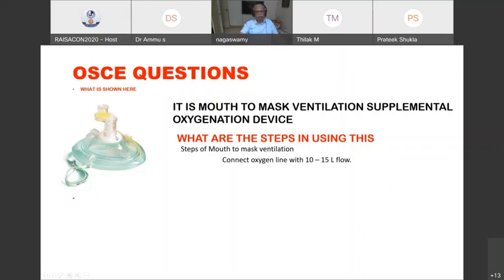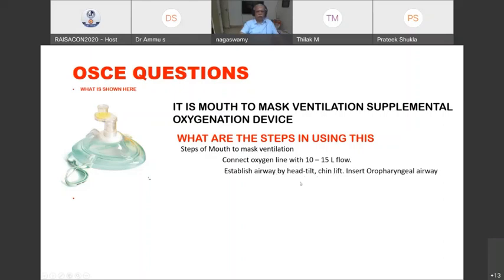Okay, so that is all the advancement that has been done with the mask. First thing you do is connect the oxygen line at 10 to 15 liters flow through this adapter of the attachment. Then the second thing is establish airway. This is what you normally do in any unconscious patient: head tilt, chin lift, and jaw thrust. These are the three steps of the triple maneuver, it is always called. Head tilt, chin lift, jaw thrust.